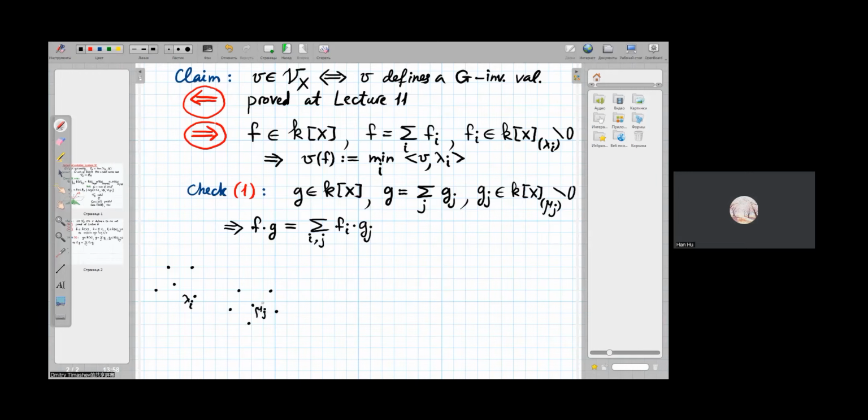And let us consider the vector v as the linear function on weights and evaluate this vector at these weights. So the minimal value is achieved at some weights, and let me draw the respective hyperplane on which the minimal value is achieved. Let it be this hyperplane here. And for the other set of weights, let it be this hyperplane here.